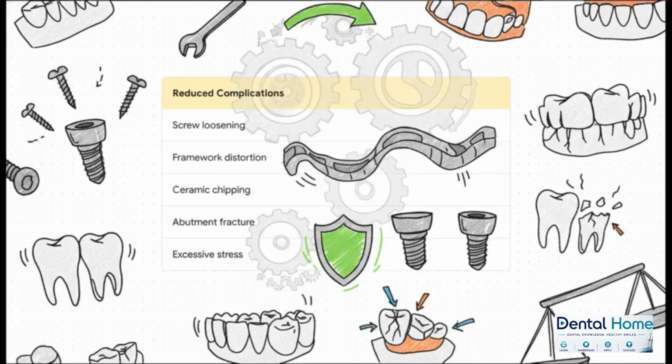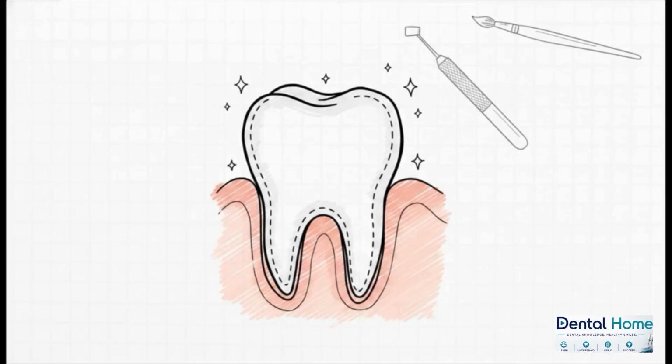These are incredibly high stakes. Proper alignment isn't just a suggestion. For sure, it is the ultimate defense mechanism against catastrophic mechanical failure. But hey, let's not forget the art alongside the engineering. A restoration must survive, yes, but it also has to look beautiful. A well-planned insertion path is the secret sauce behind a truly natural-looking smile.